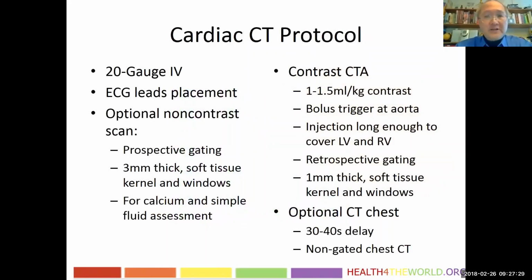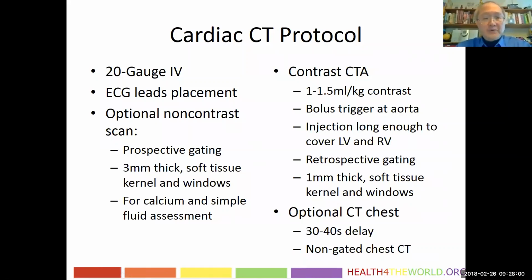A typical cardiac CT protocol is as follows. The patient always has to have an IV. We typically ask for a 20-gauge IV. The patient will need to have EKG leads placed for the cardiac synchronized scan. We might start with an optional non-contrast scan, and we will typically do this with prospective gating. This is a different mode of gating where it uses less radiation. We typically reconstruct 3 mm thick images using the soft tissue kernel and display in soft tissue windows.